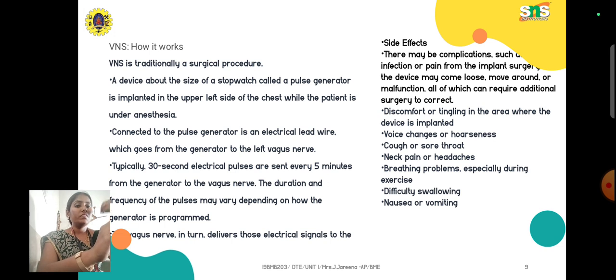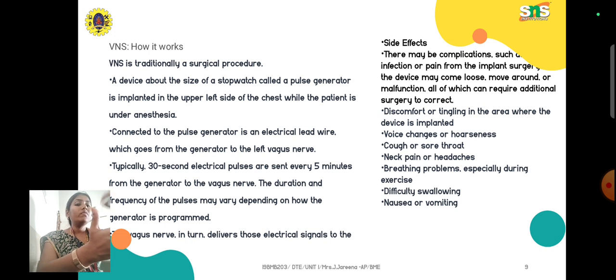The pulse generator will be placed on the upper left side of the chest while the patient is under anesthesia. The anesthesia is very important, since we are doing a surgical procedure, so anesthesia has to be administered to the patient. Then we place that pocket-sized device under the skin, which is nothing but the pulse generator. That pulse generator is then connected to the electrical lead wire.